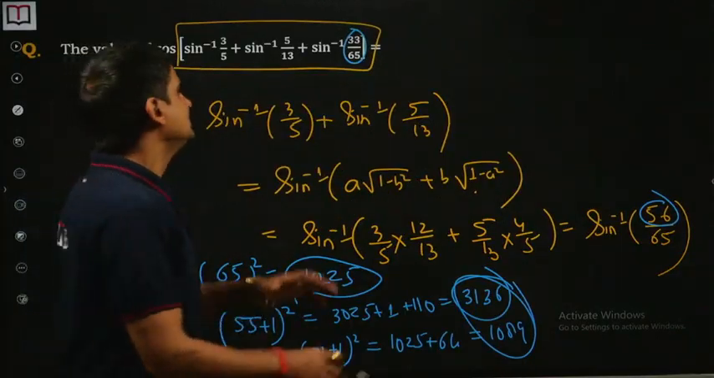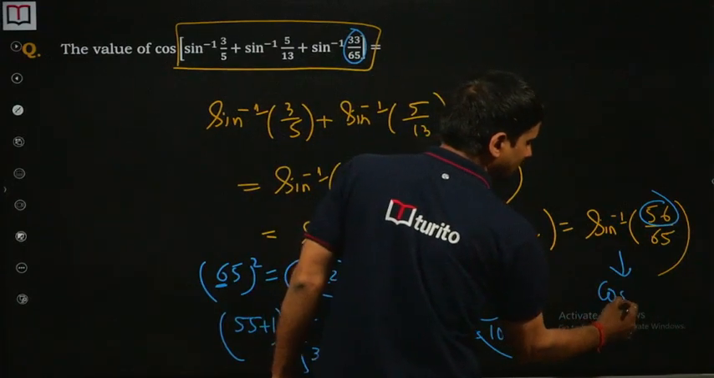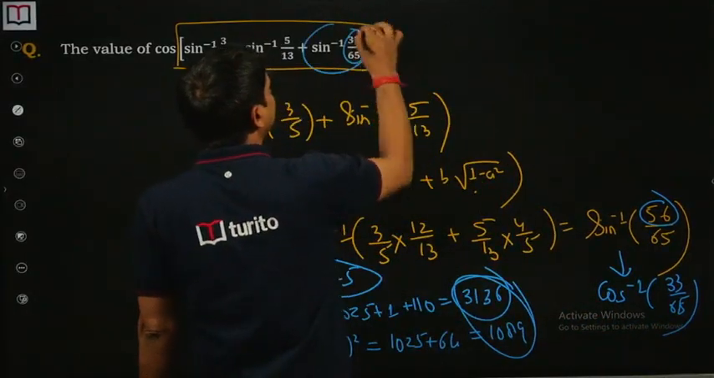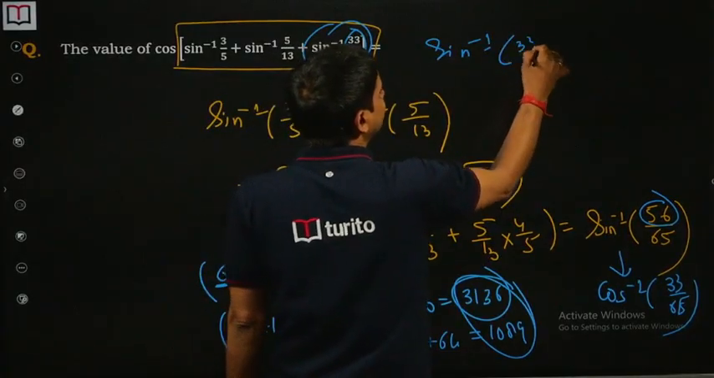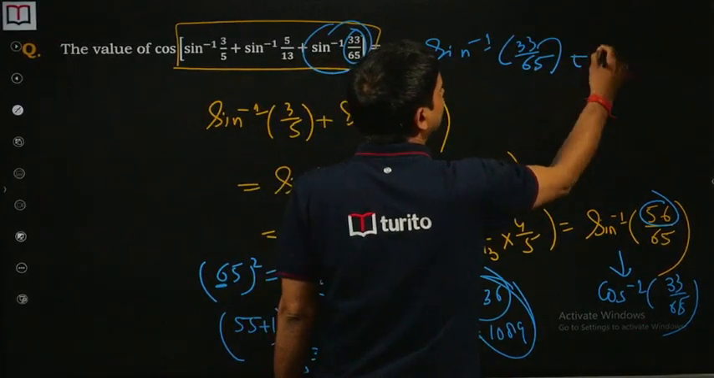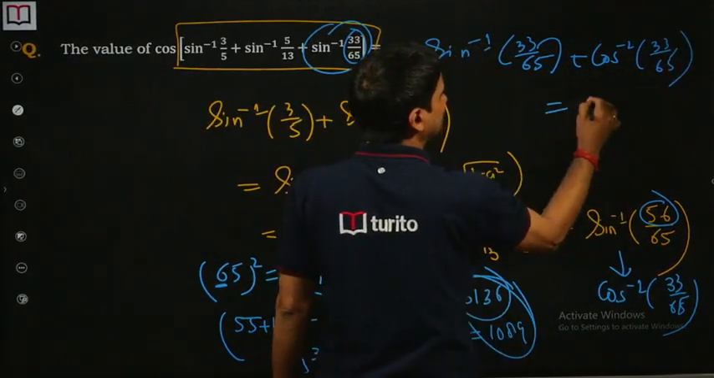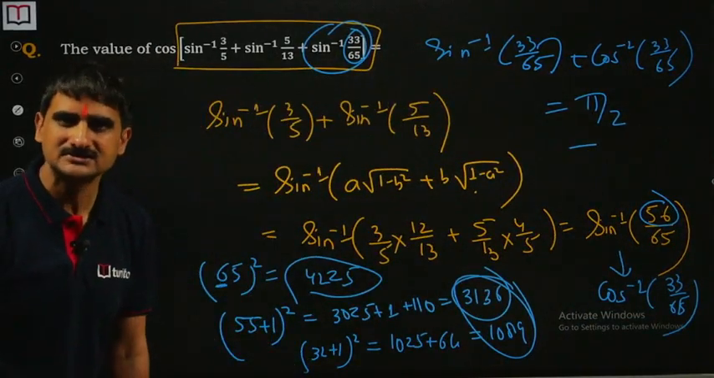What does that mean? That simply means if I write it as cos inverse, it is 33 by 65. So this is sine inverse of 33 by 65 plus cos inverse of 33 by 65, and that gives us pi by 2. So cos pi by 2 is 0.